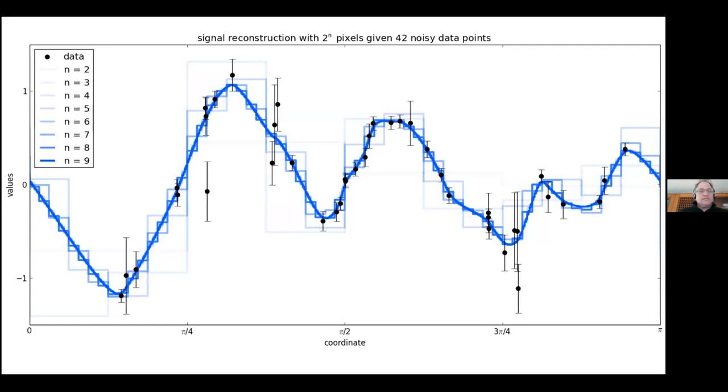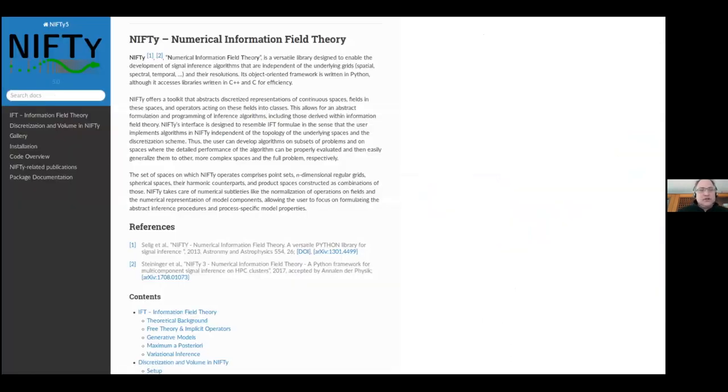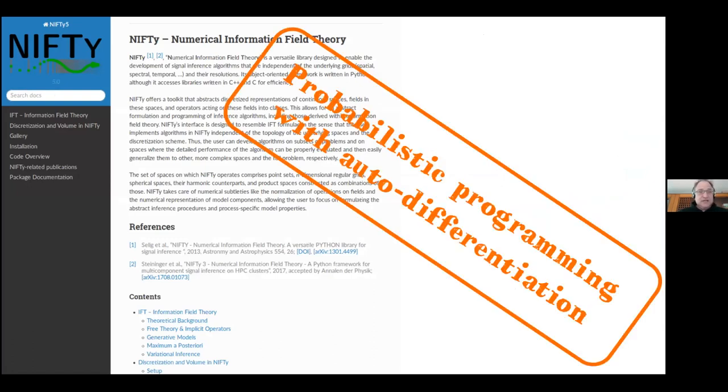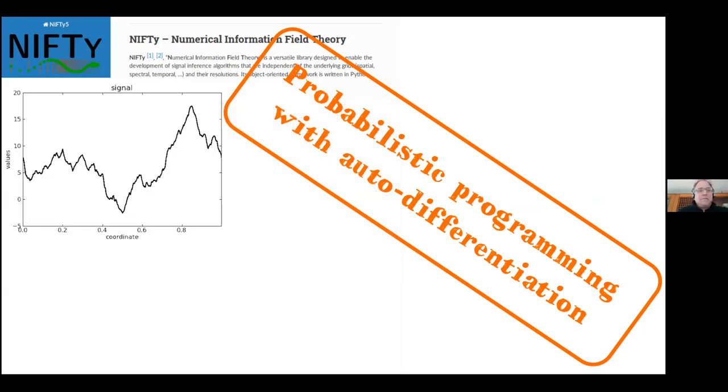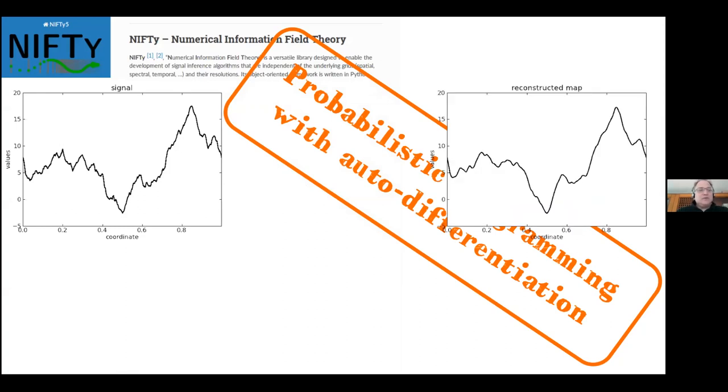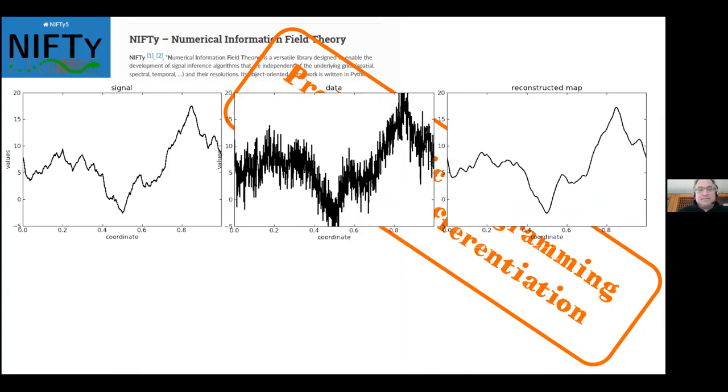If you want to do this by yourself, I recommend you to use the package numerical information field theory, which my group maintains. And this is a probabilistic programming language with auto differentiation. So it has some similarity to TensorFlow. With that, you can reconstruct signals. So on the left is, say, a synthetic signal, and a reconstruction from noisy data. It was a few lines of code.